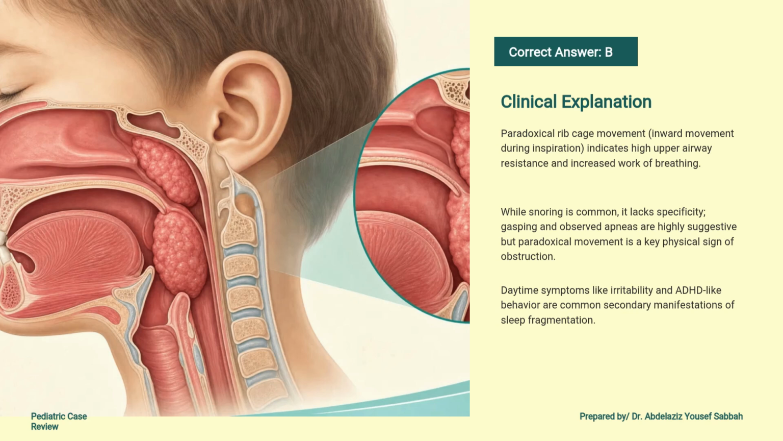Paradoxical movement, where the ribcage moves inward instead of outward during inspiration, indicates very high upper airway resistance and a marked increase in the work of breathing. It is one of the most specific physical signs of true airway obstruction in a sleeping child. Snoring is extremely common in children and lacks specificity on its own.